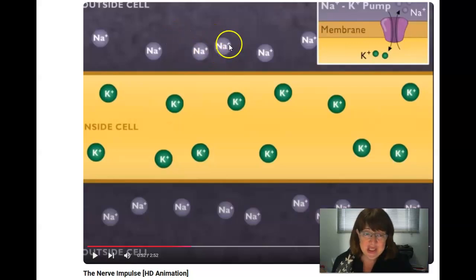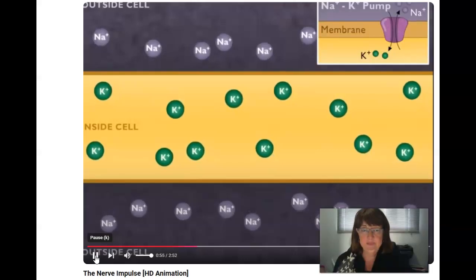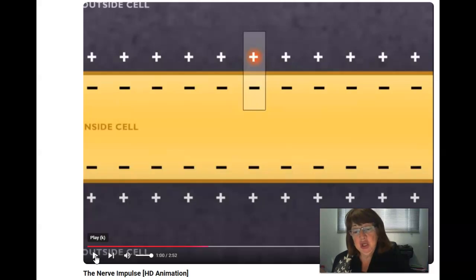Then also, because 3 sodium are pumped out for every 2 that come in, you end up with more positive outside, which means that relatively there is more negative inside. The overall result is that the exterior of the cell has a net positive charge and the interior has a net negative charge. Now, because there is a positive side and a negative side, this cell is called polarized. The difference in charge between the interior and exterior of the cell is called the resting membrane potential.